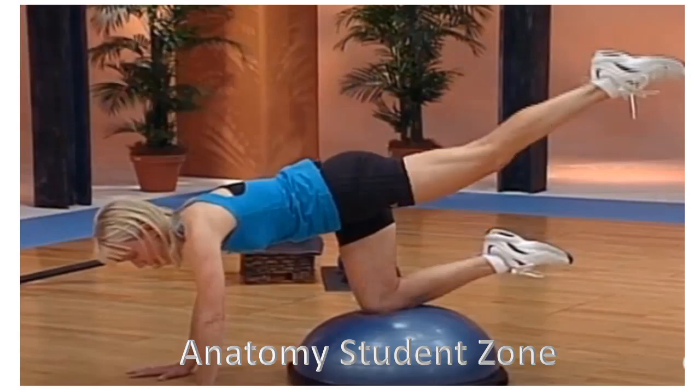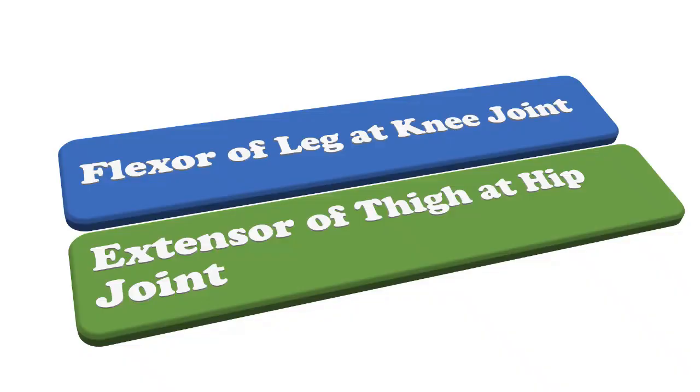If I summarize, the two actions of the hamstrings, flexion of the leg at the knee joint and extension of the thigh at the hip joint, can't be performed maximally at the same time. At one time the hamstrings can be a flexor of the leg at the knee, and at another time they can be an extensor of the thigh at the hip joint, but at the same time they can't perform both functions.